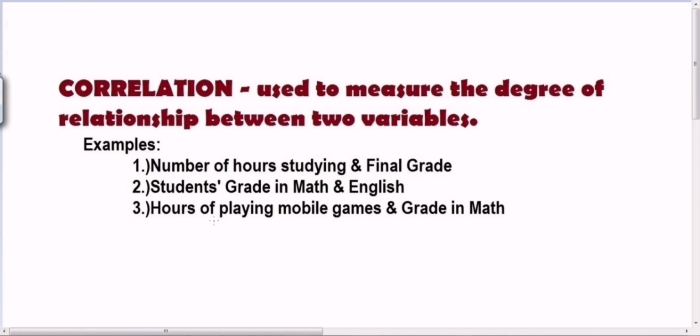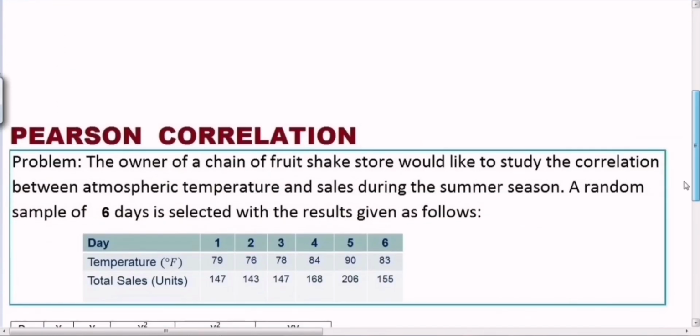Pangalawa, student's grade in math and English. So if you want to know if there is a relationship between the student's grade in math and English, you may correlate the grades. Or pwede rin namang hours of playing mobile games in grade in math. So if you want to know kung meron bang relasyon yung paglalaro or oras na ginugugol ng isang tao sa paglalaro ng mobile games at saka yung grade niya sa mathematics, then you can use correlation. Basta lahat ng tungkol sa relationship gusto nyong malaman kung mayroong relationship yung dalawang variable, you may use the correlation. Okay? So, para mas maintindihan nyo yan, let us have our example.